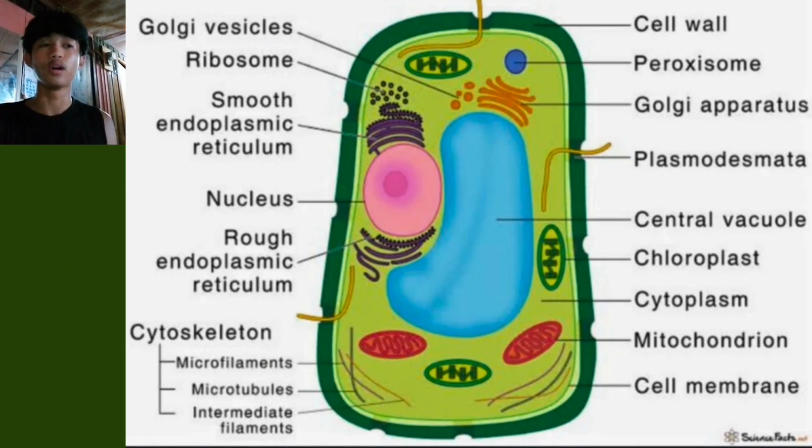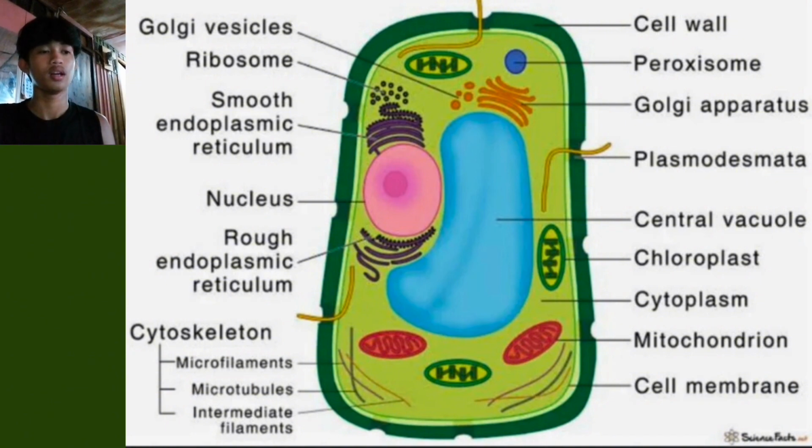First we have Golgi vesicles. They transport and modify proteins within eukaryotic cells, facilitating their sorting and delivery to specific destinations. Second, we have ribosomes, cellular structures responsible for protein synthesis by translating genetic information from mRNA into polypeptide chains.